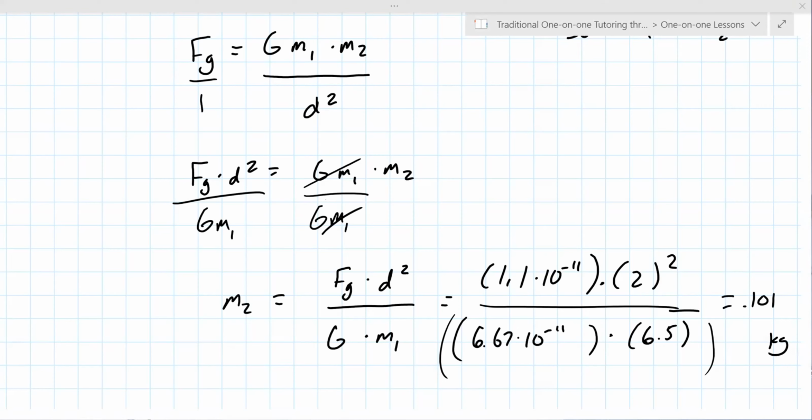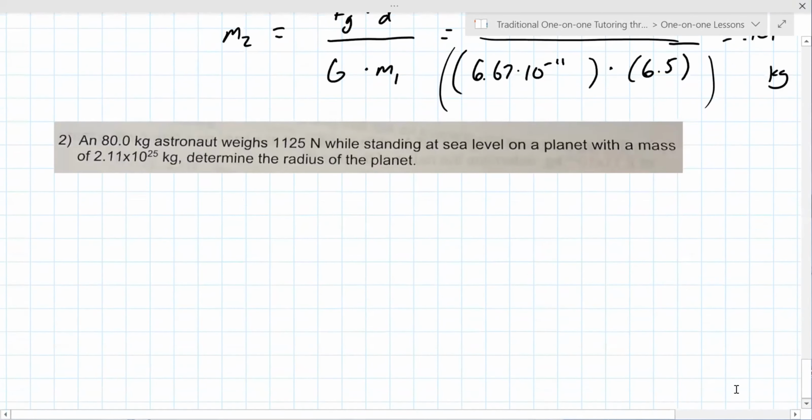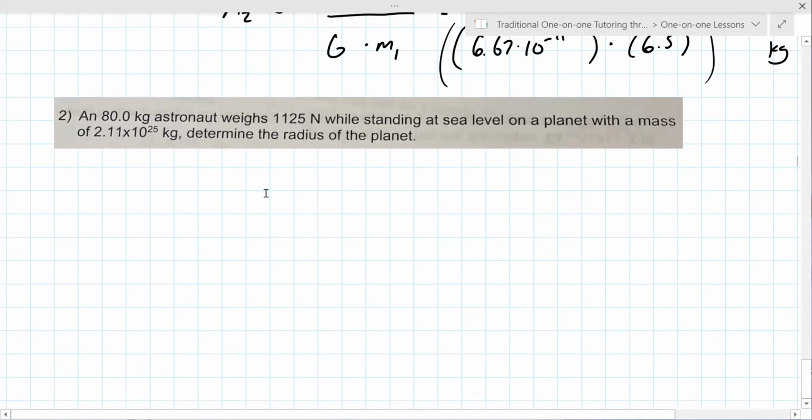All right, so I'm going to move on to question number 2. And it's another quantitative problem. Sometimes getting the picture is really important. So an 80 kilogram astronaut weighs 1,125 newtons while standing at sea level. So there's a planet, not drawn to scale, and there's a person standing on the surface here. They want the radius of the planet.